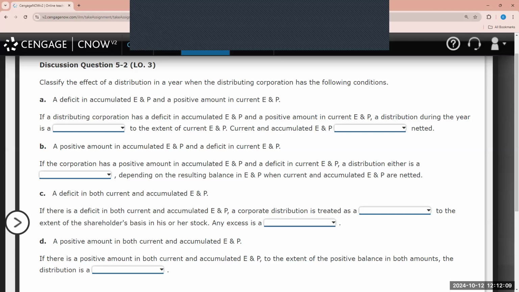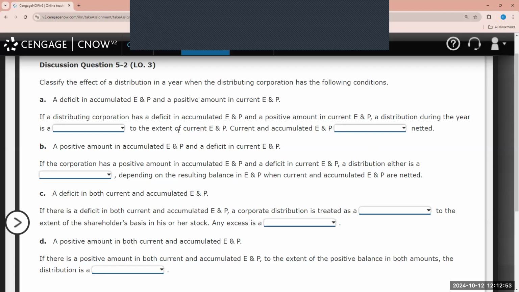So with A, in the event that a distributing corporation has a deficit in accumulated E&P and a positive amount in current E&P, how would that be treated? In this event, current and accumulated E&P is not netted. Instead, the distributions are dividends to the extent of current E&P, and in the event that the distribution exceeds the current E&P, then the excess first reduces the stock basis to zero, which is in the form of return of capital, and then anything in excess of the stock basis is going to be treated as a capital gain.